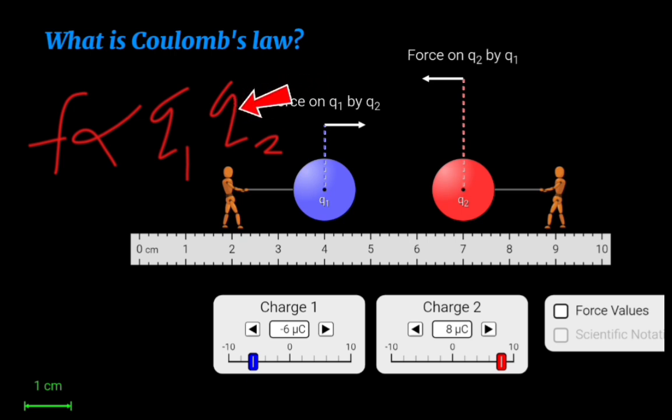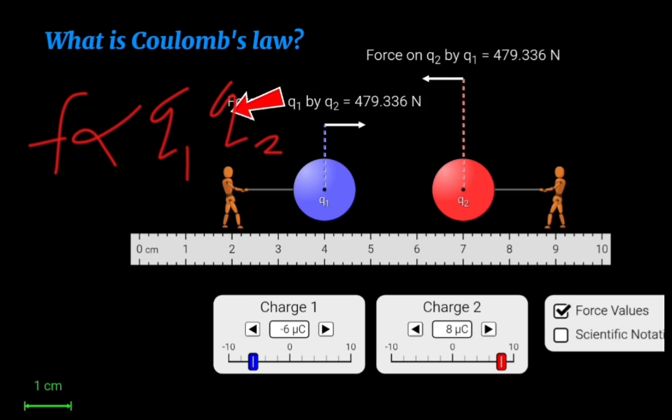Let's look at this. Look at these charges. The red charged body Q2 has a value of 8 microcoulombs, while the blue charged body Q1 has a value of minus 6 microcoulombs. Look at the force of interaction between them.